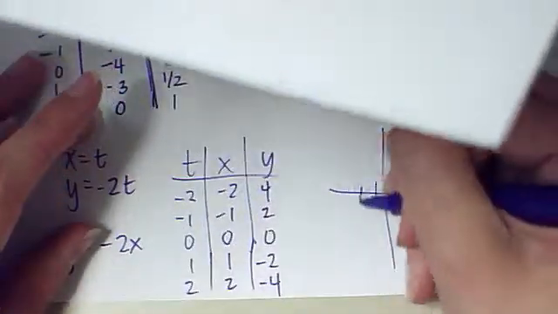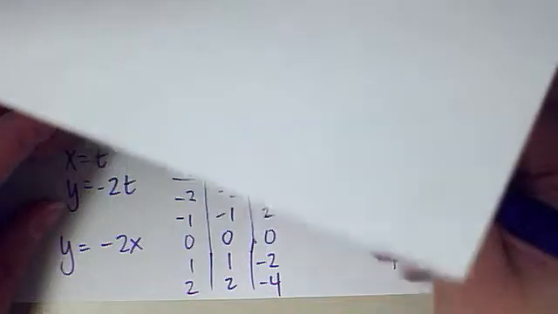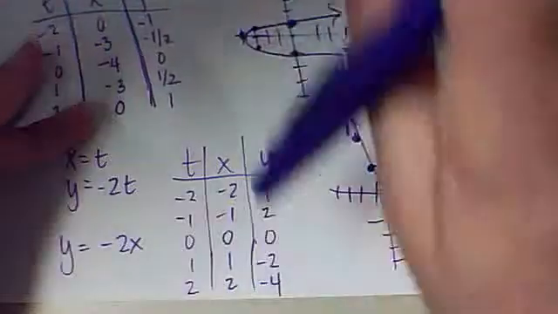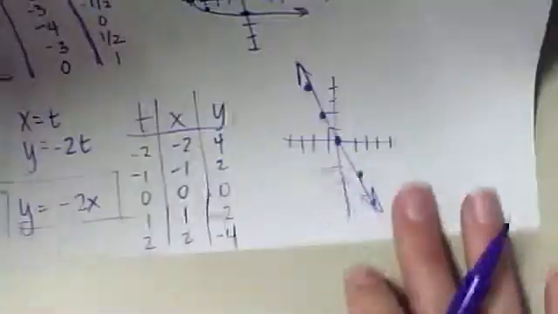And if I graph that, I would get -2, 4, -1, 2, 0, 0, 1, -2, and 2, -4. And this is this straight line with slope -2. And that should make sense to you and seem very familiar. So this is pretty easy and pretty straightforward.